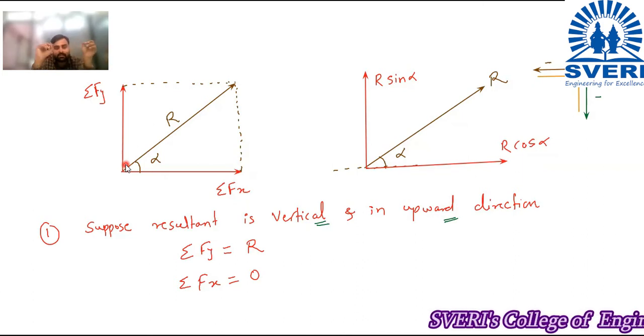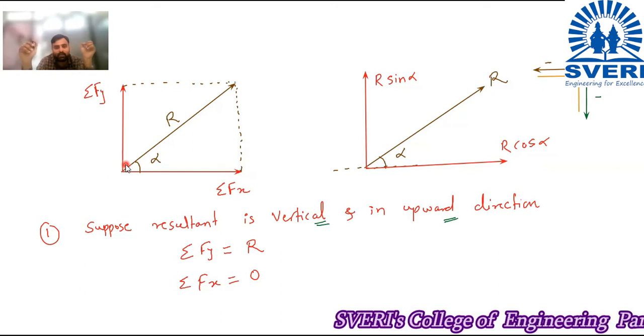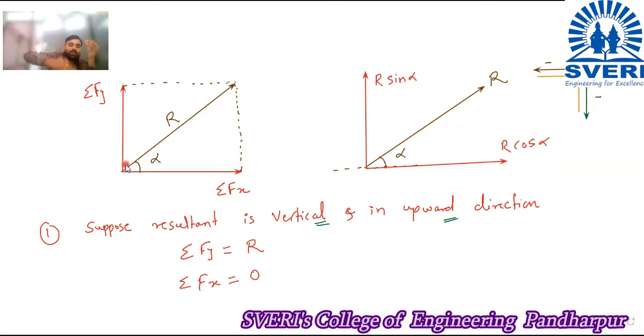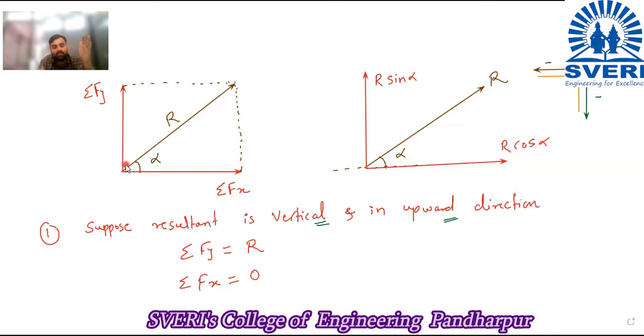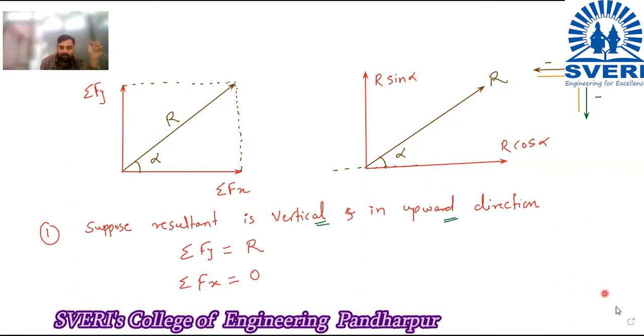So that is what I have told you here. Suppose the resultant is vertical and it is moving in upward direction, then your summation Fy must be equal to R and summation Fx must be 0. This is the first thing.